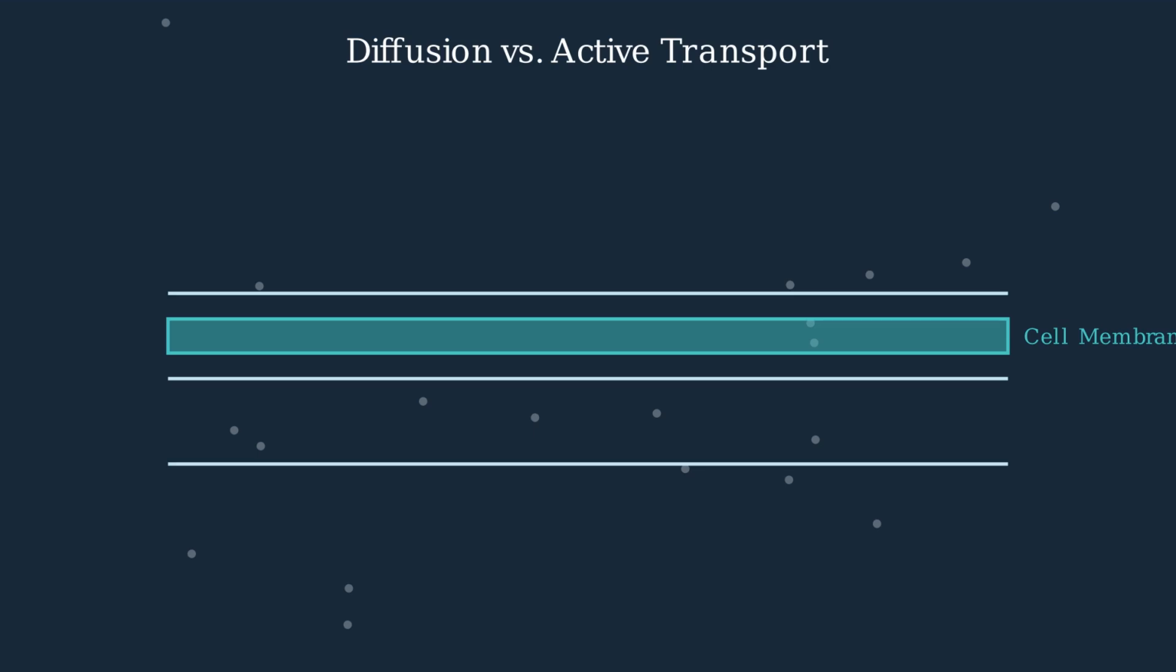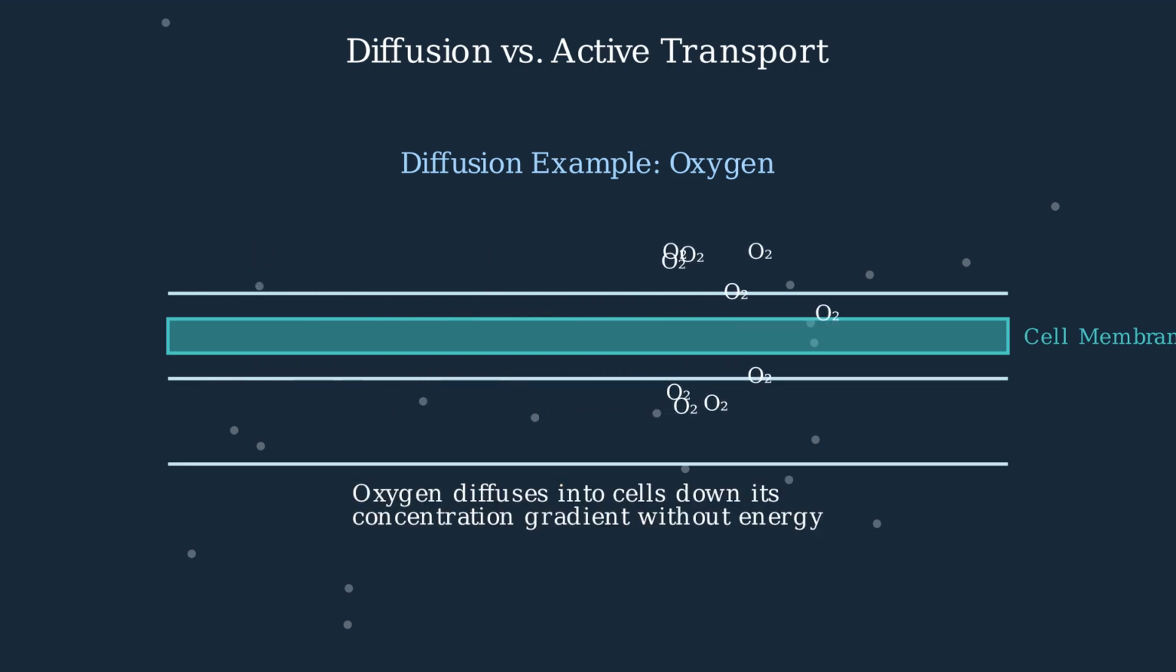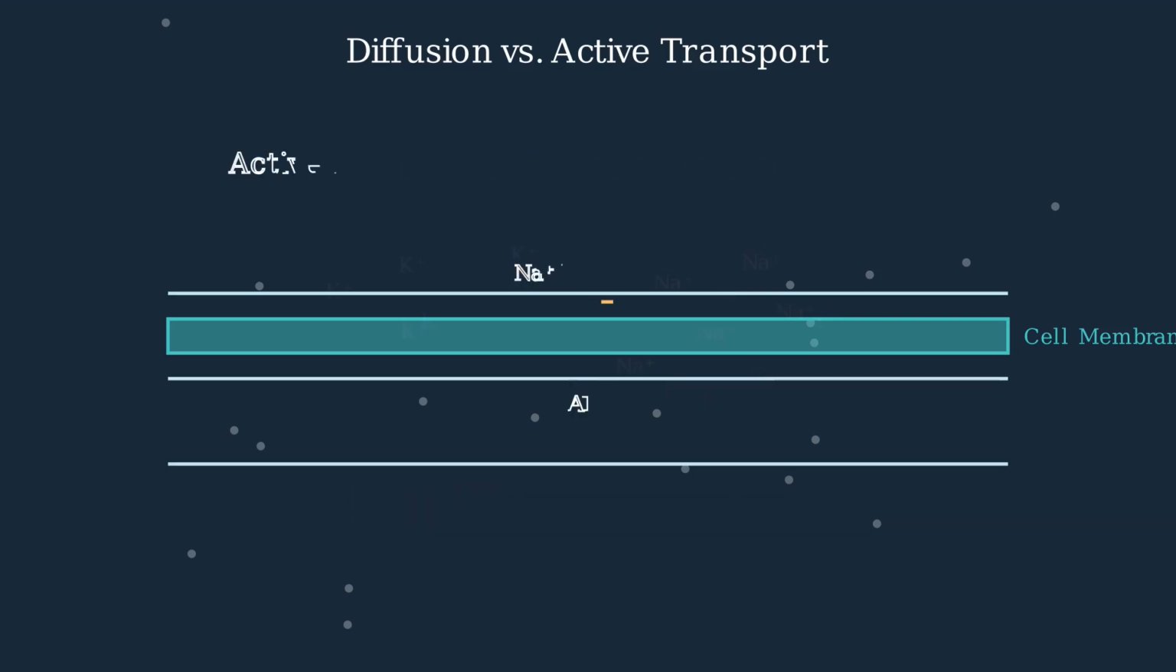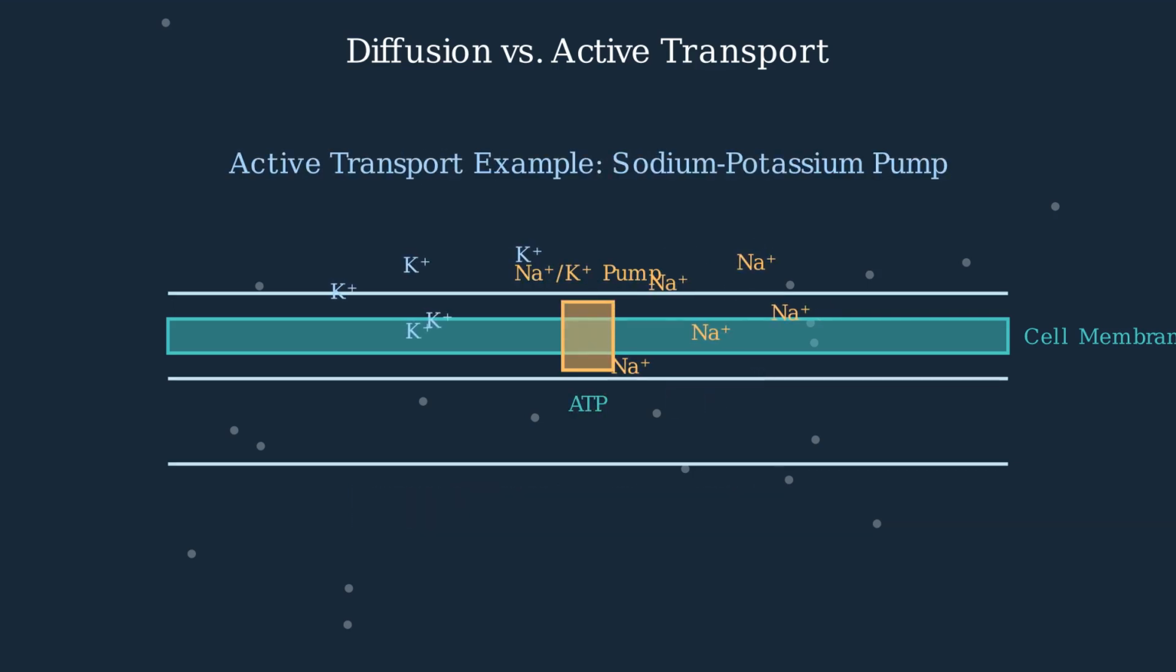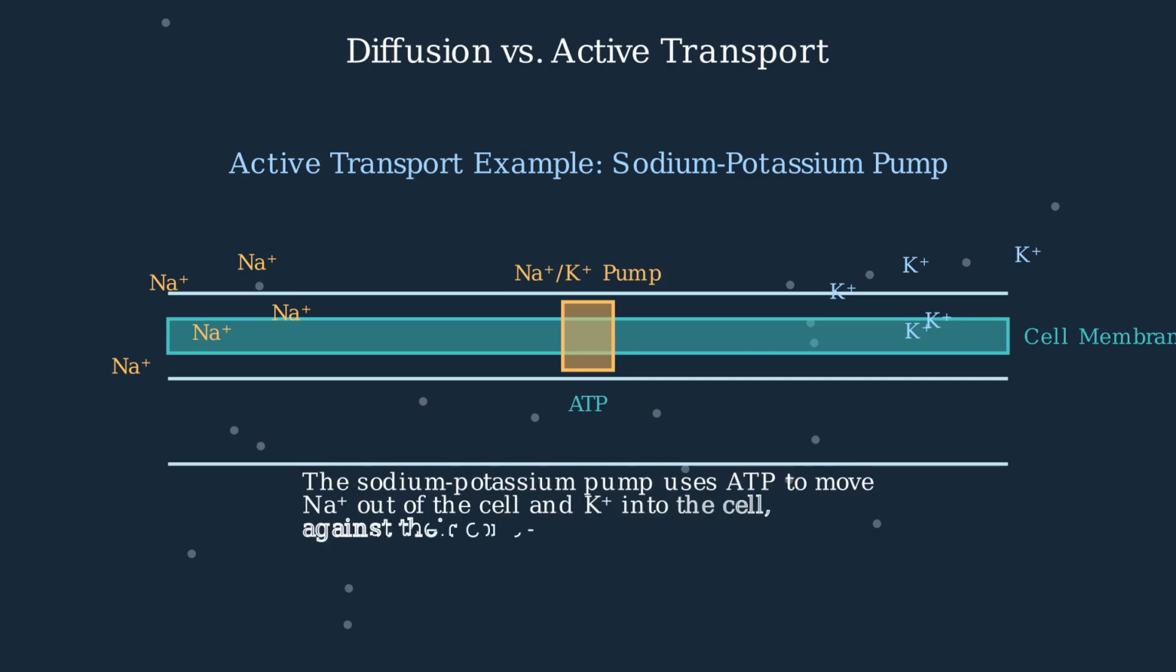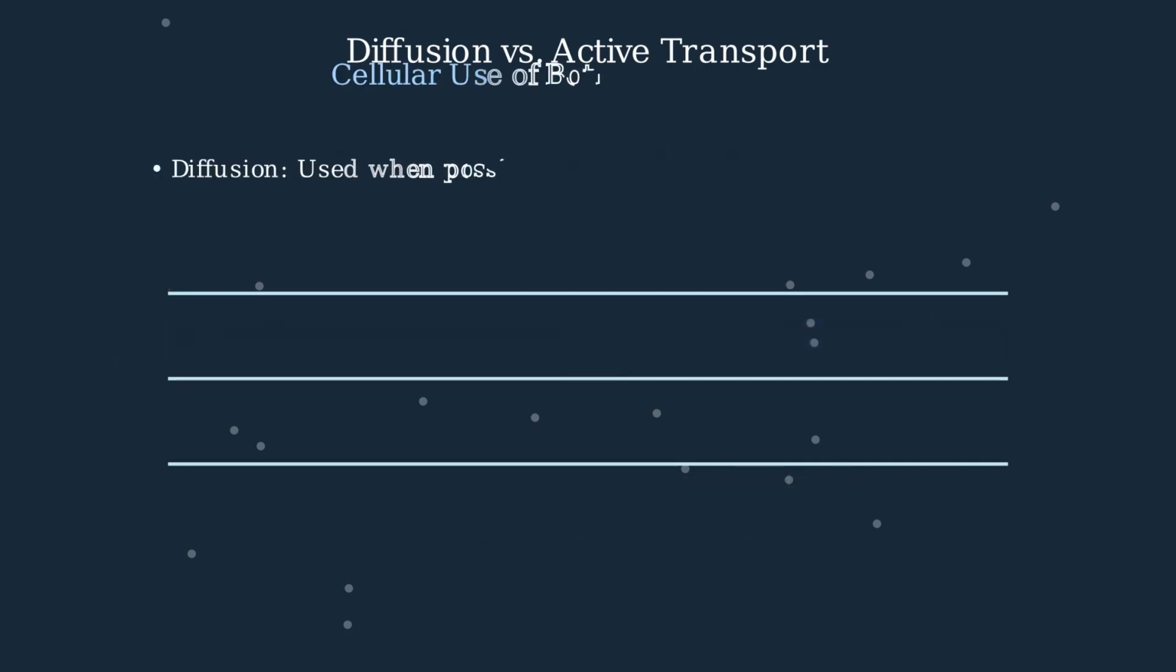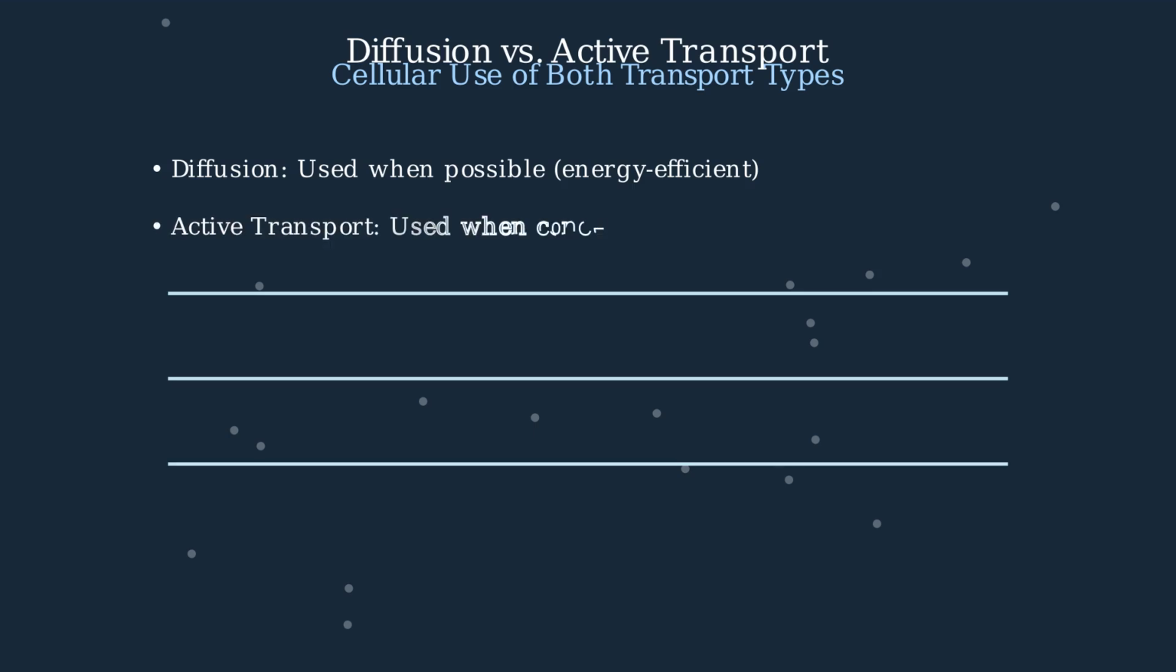Let's look at how cells use these transport mechanisms in practice. Oxygen diffuses from the bloodstream into cells down its concentration gradient. This requires no energy input from the cell. The sodium-potassium pump is a classic example of active transport. It uses ATP energy to pump sodium ions out of the cell and potassium ions into the cell, both against their concentration gradients. Cells use both transport mechanisms strategically.